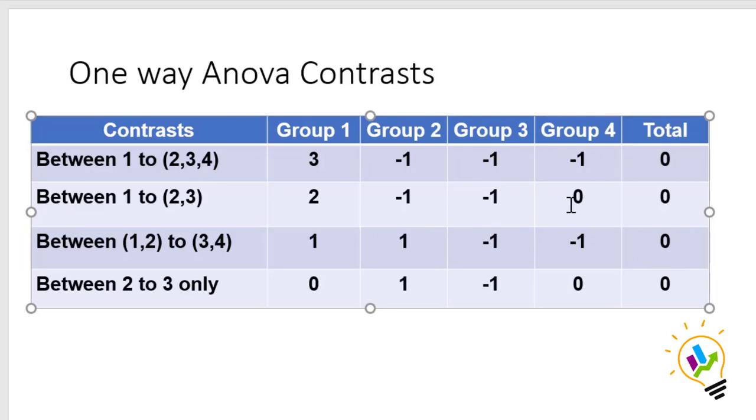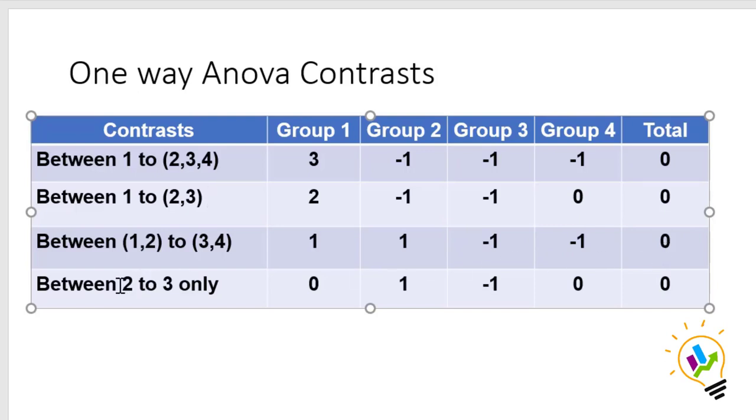So the fourth group you give as 0 value, so that the total if you add it becomes 0. So if you want to do for 1 and 2 together and 3 and 4 together, then you give 1, 1, -1 for the third group, -1 for the fourth group. Again the total will become 0.